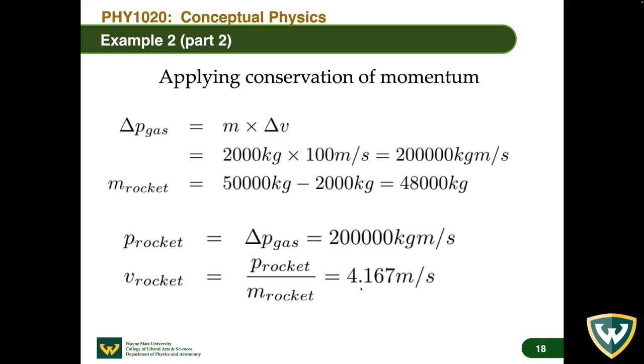So we first computed the momentum imparted to the gas, and how much momentum was carried by all the gas that was expelled in 200 seconds. Once we had this momentum, we equated it to the momentum gained by the rocket in the same amount of time. Then we computed the mass left in the rocket after it had expelled gas for 200 seconds. And so we computed the final velocity of the rocket as 4.167 meters per second.